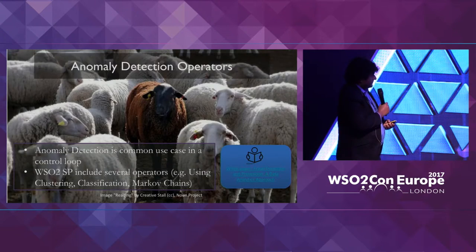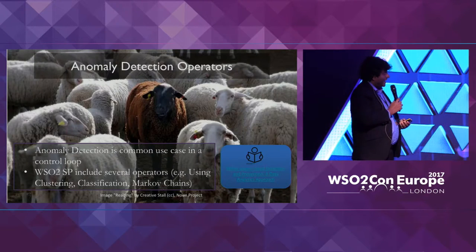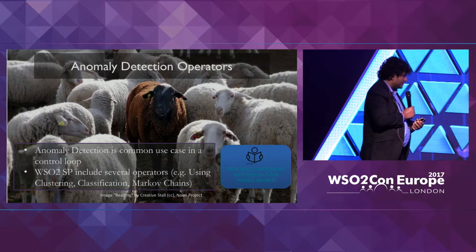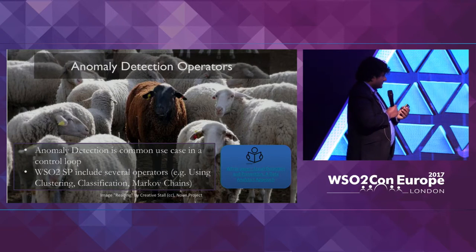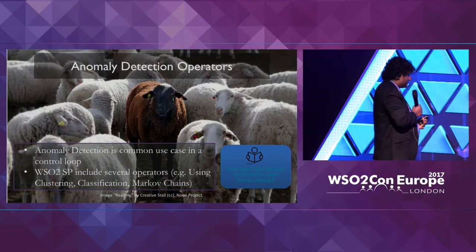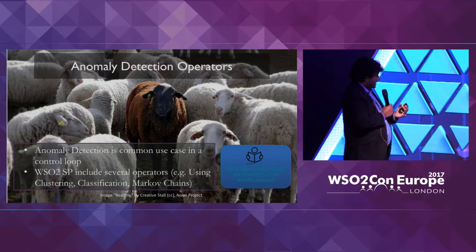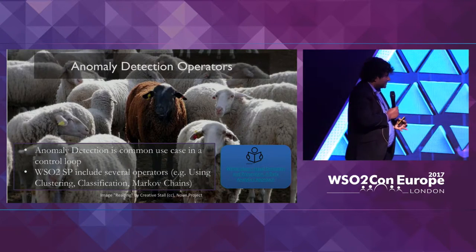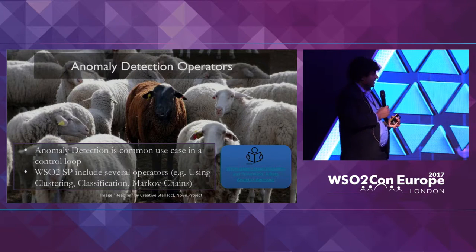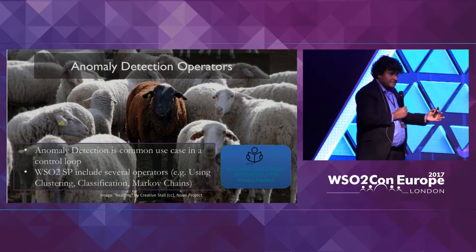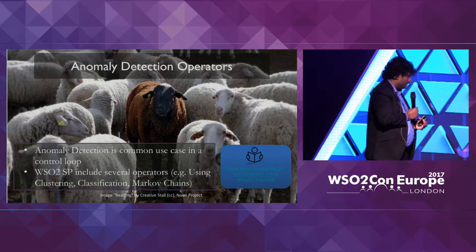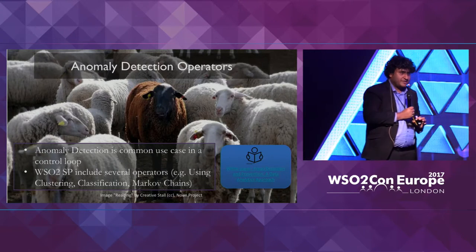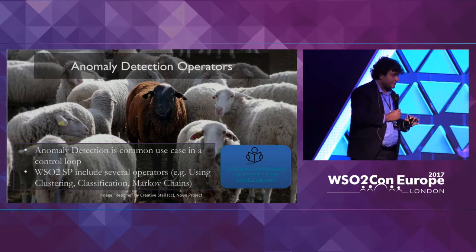Another thing is anomaly detection operators. These should also be built in, to detect anomalous situations in the control loop. For example, our WSO2 SP contains several of these operators, like for clustering, classification, Markov chains, and so on. For more information, you can read our white paper on fraud detection. It contains in-depth information on that.